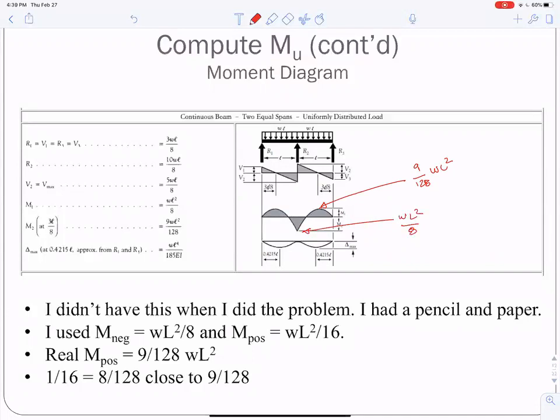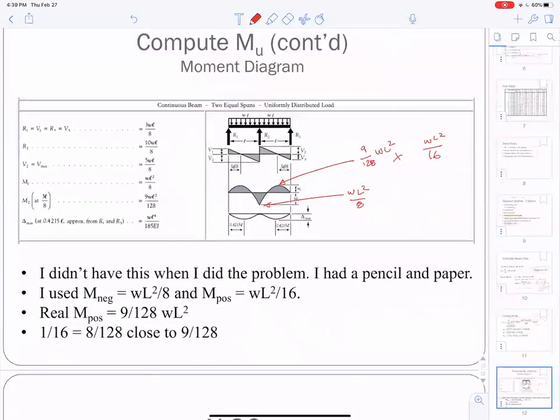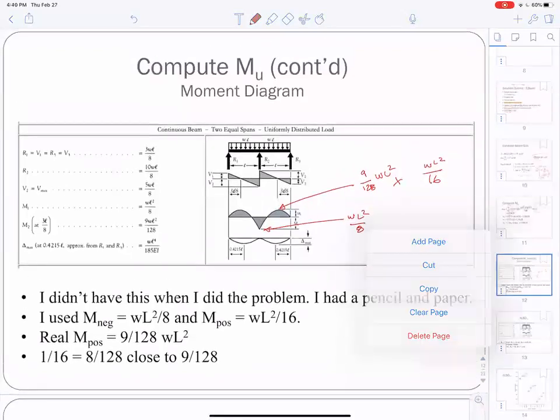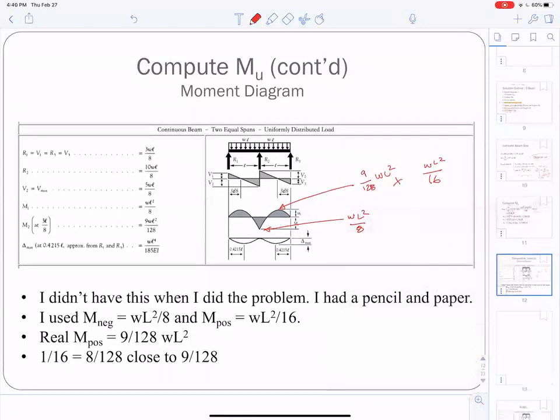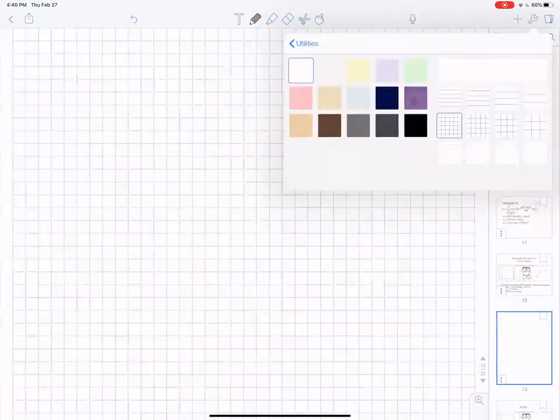I'll confess, when I first did this example, I didn't have this. I had some paper and pencil. And what I ended up using instead of that was WL squared over 16. And let me show you where I got that real quick. So this is where I got the WL squared over 16. And there we go.